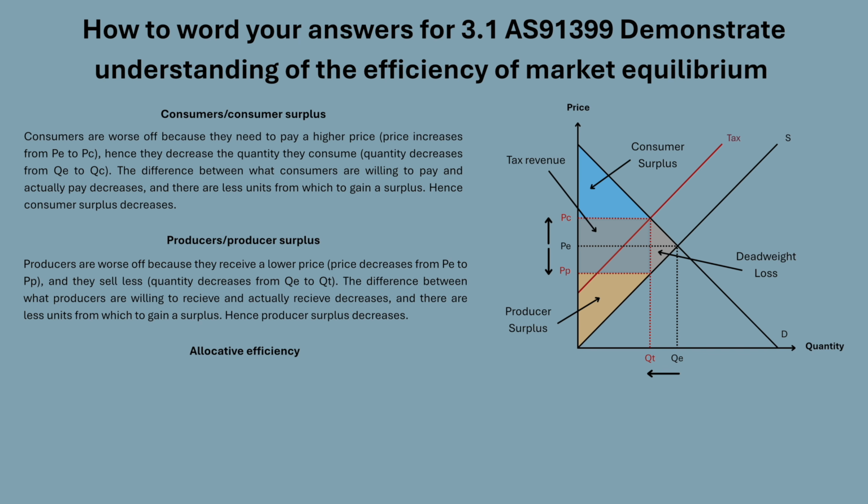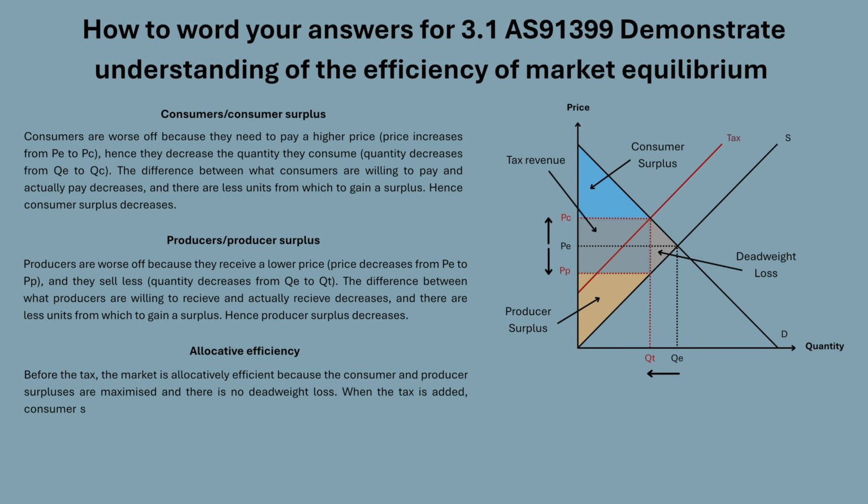Allocative efficiency means how well is the market operating? Are the total surpluses maximised, or are there people benefiting not as much as they could be? And is there deadweight loss? If there is deadweight loss, then a market is not allocatively efficient. In this case, before the tax, the market is allocatively efficient because the consumer and producer surpluses are maximised and there is no deadweight loss.